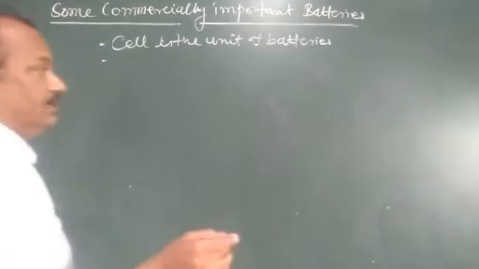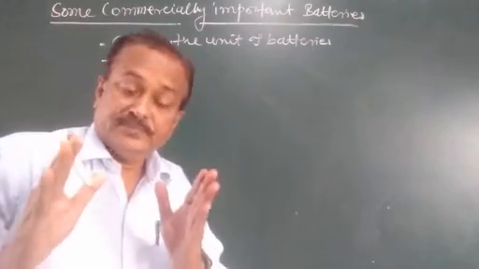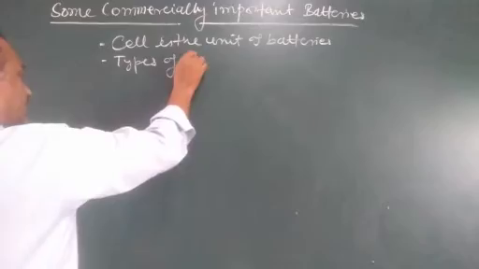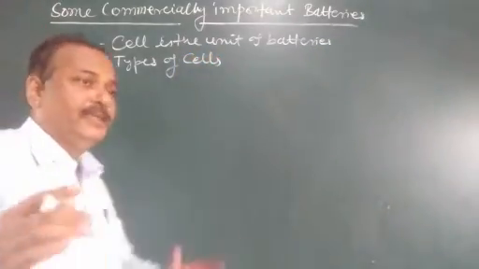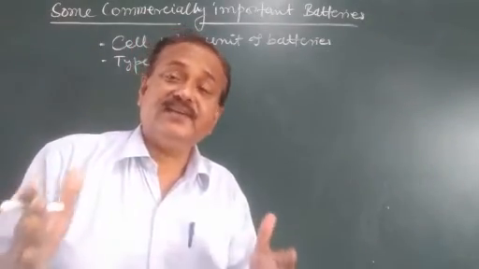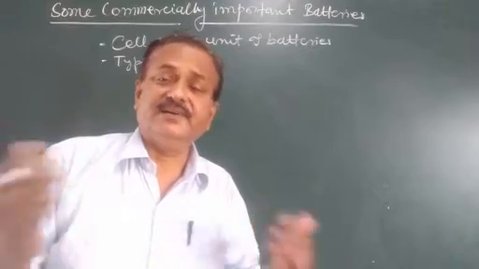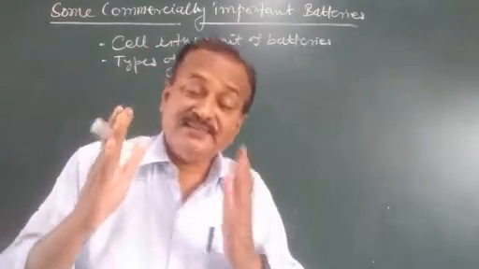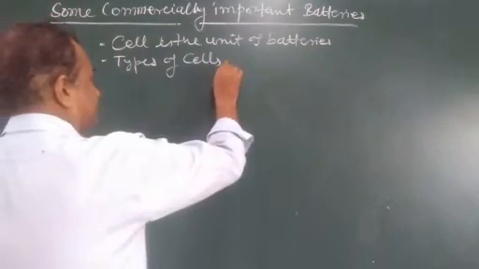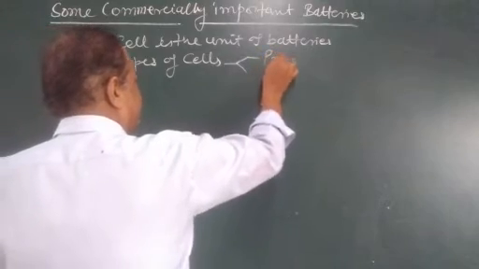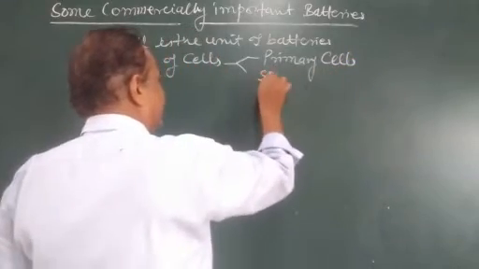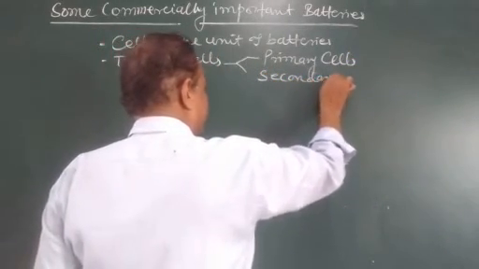Then we'll see about the classification, the types of cells. Children, actually, cells and battery, commonly speaking, are the same. Technically, they are different, but we consider cell and battery as both. Now, there are two types. First is primary cells, and second is secondary cells.